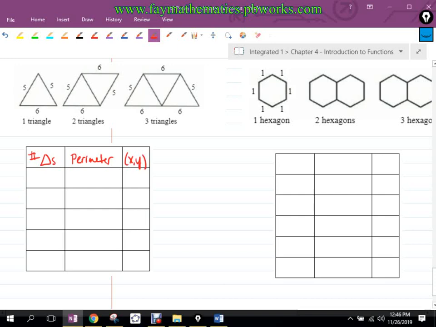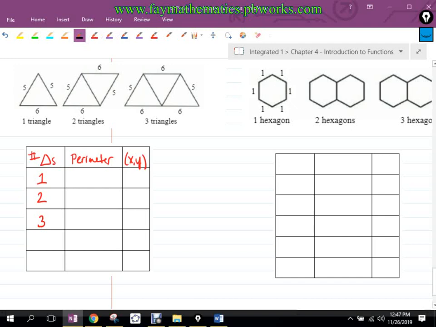But would you guys agree that you've got a situation where you've got one triangle, a situation with two triangles, a situation with three triangles? Is that okay, everybody? Now, they ask us to find the perimeter. Does that depend on how many triangles you have? Is your perimeter larger when you have more triangles? Yes. So the size of your perimeter is dependent on how many triangles you have. Okay.